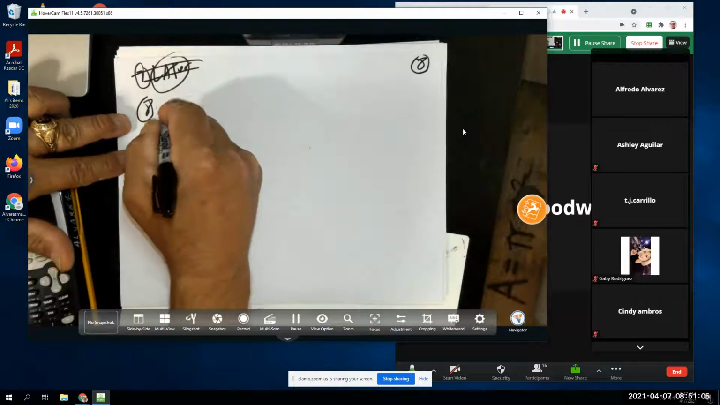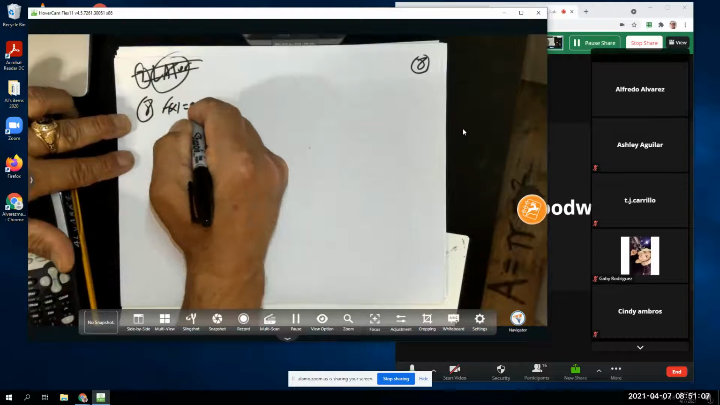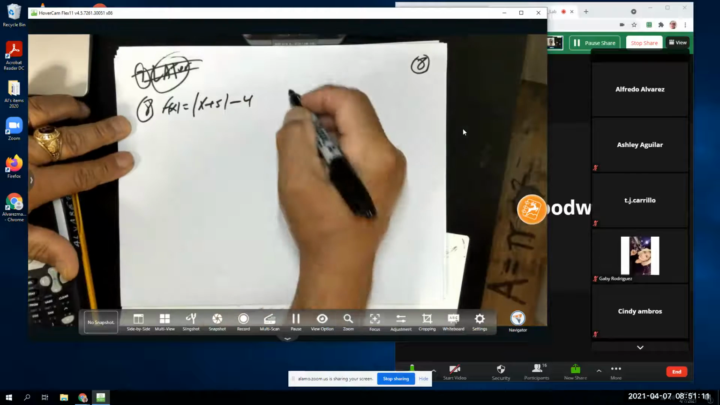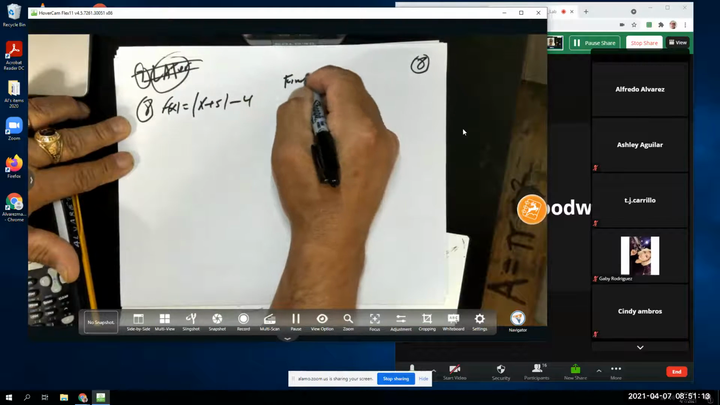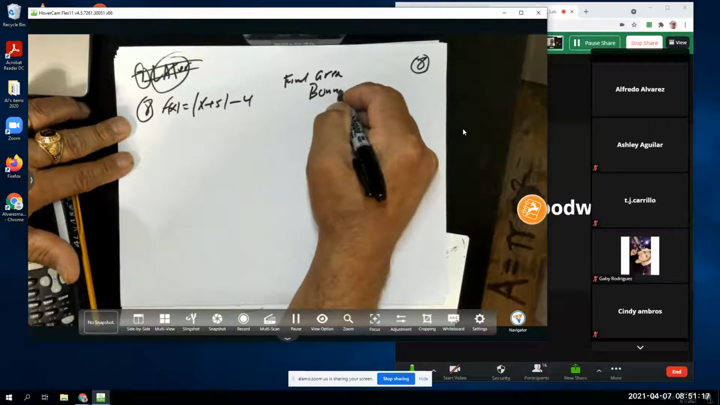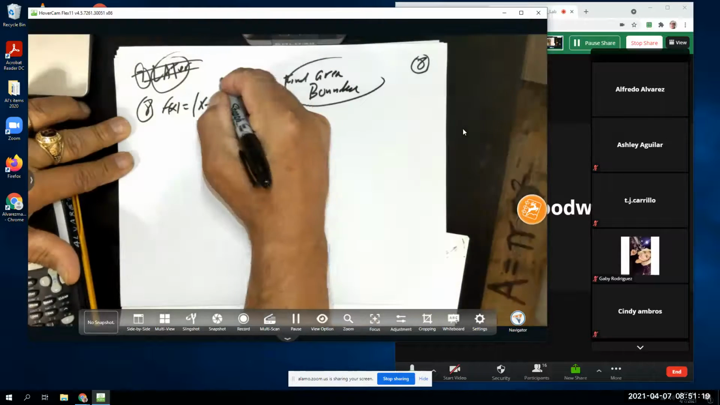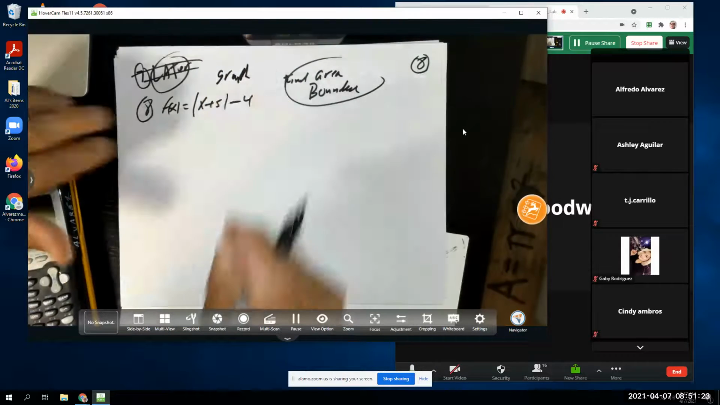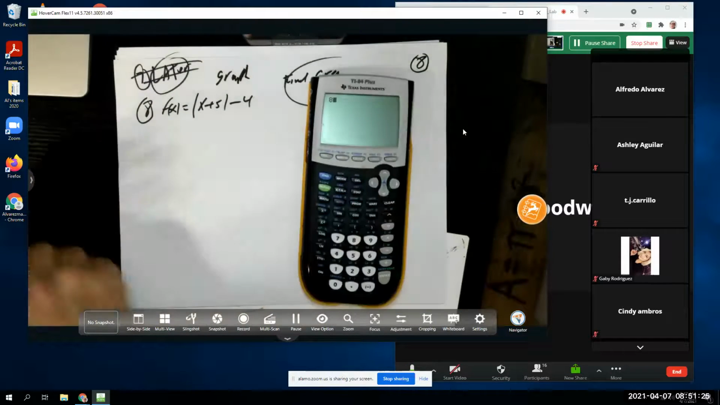It says this. f(x) equals the absolute value of x plus 5, minus 4. And it says find the area bounded. It has 2 questions. Graph it and find the area bounded. Okay, I'll show you what that means. All right, let's do the graph first.